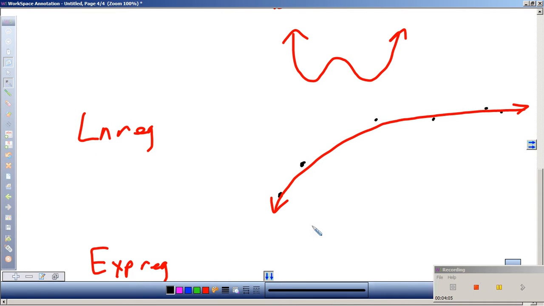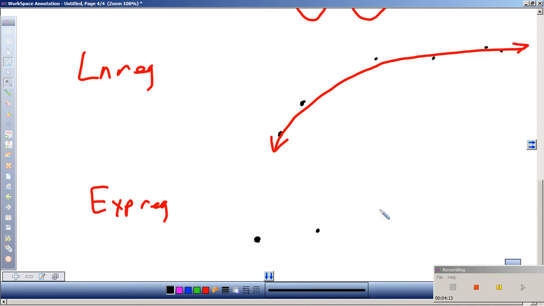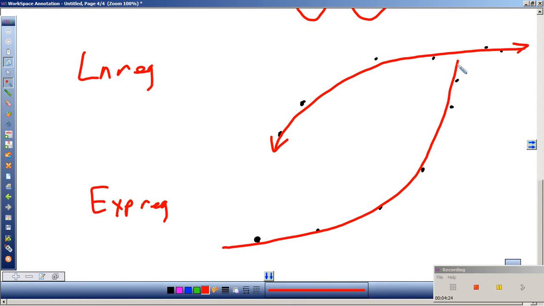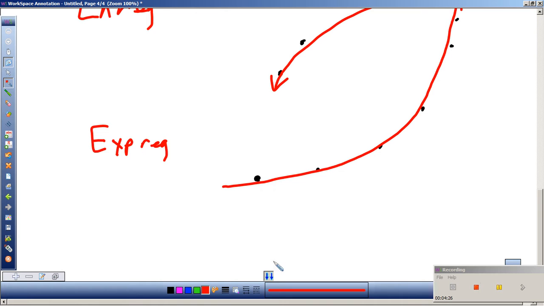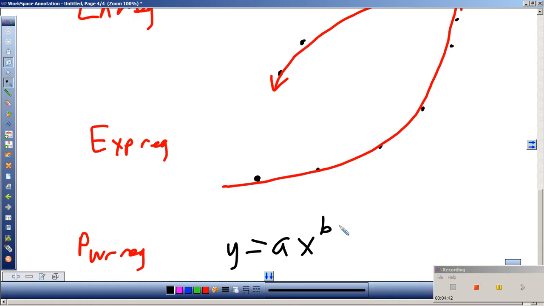What does an exponential look like? Something along the lines of that. And we have two more. Power regression. This one gives you an equation of this form: y equals a times x to the b. It can be used in a lot of different cases.